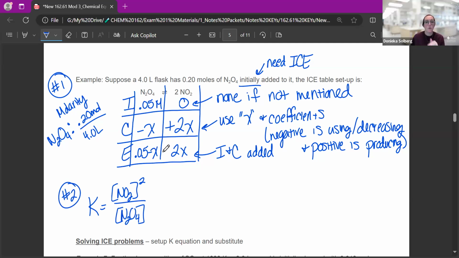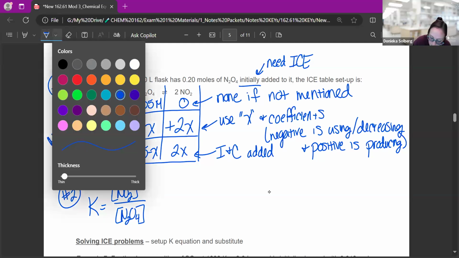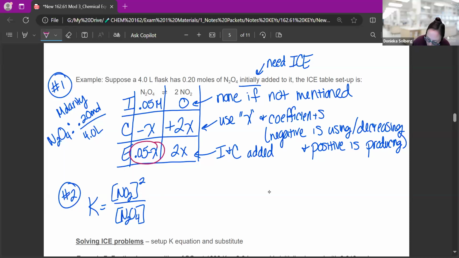Once I get to this point, all of your problems are going to look like ICE table, K equation. Since this is our equilibrium constant, you can plug these equilibrium values into your K equation. So this can go here and this can go here, because those are your equilibrium values. Once you've done that, we can use whatever other information I gave you in the question to solve the problem.